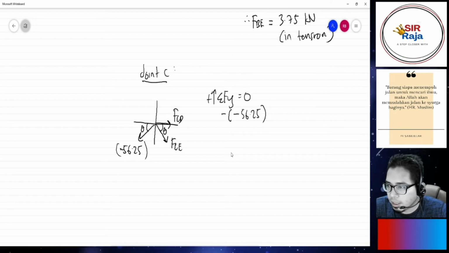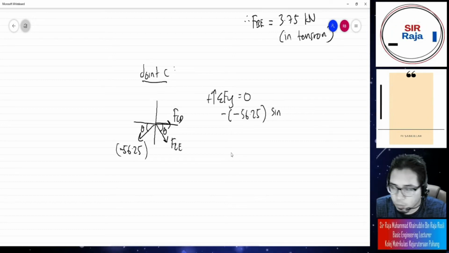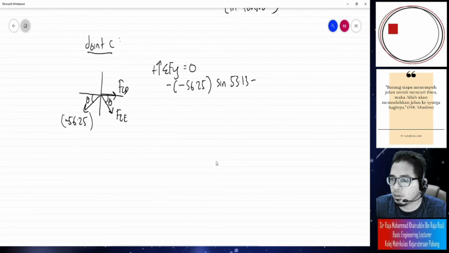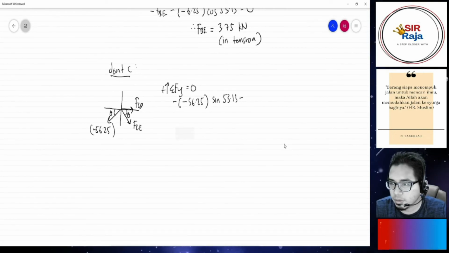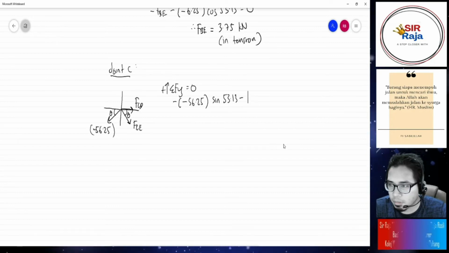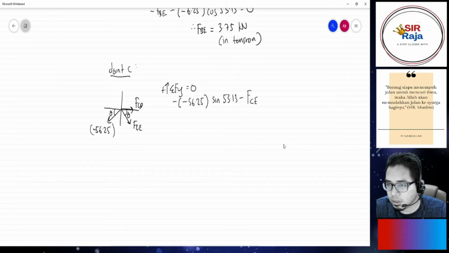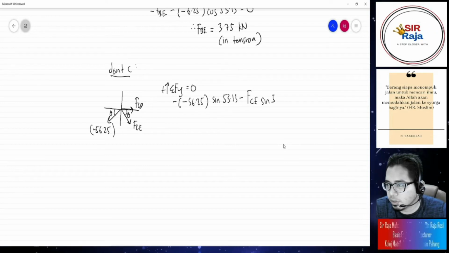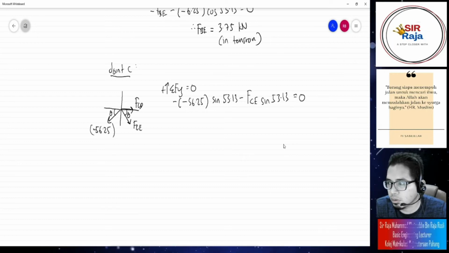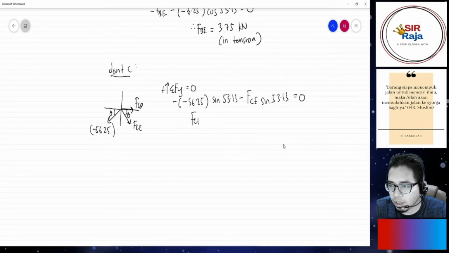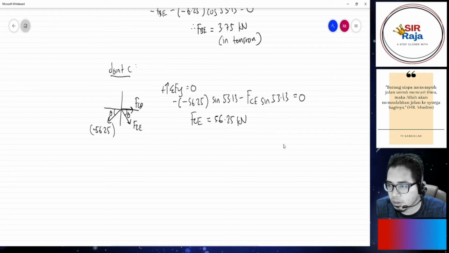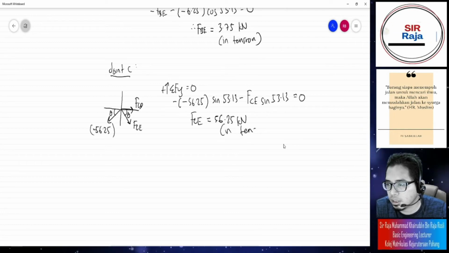Okay, and this is going to be the sine y component, 53.13. Minus FCE y component, minus because it's going downward, FCE sine, the same 53.13, and that's it, and this is equal to 0. Therefore we're going to get our FCE equal to 56.25 kilonewton, and mention this is in tension.